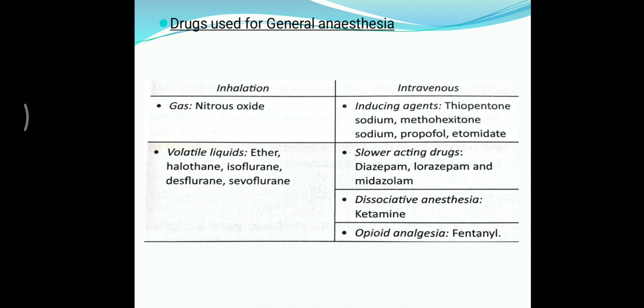Now let's see about the drugs used for general anesthesia. Inhalation: nitrous oxide. Intravenous induction agents: thiopentone sodium, methohexitone sodium, propofol, etomidate. Volatile liquids: ether, halothane, isoflurane, desflurane, sevoflurane. Slower acting drugs are diazepam, lorazepam, midazolam. Dissociative anesthesia is ketamine. Opioid analgesia, fentanyl.